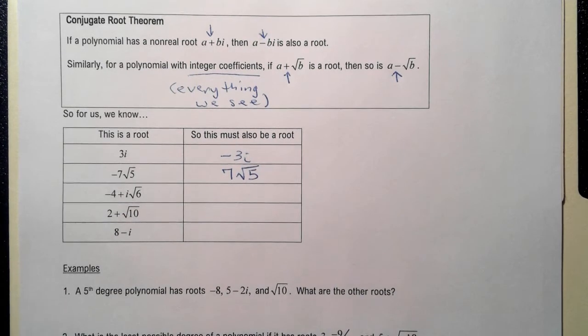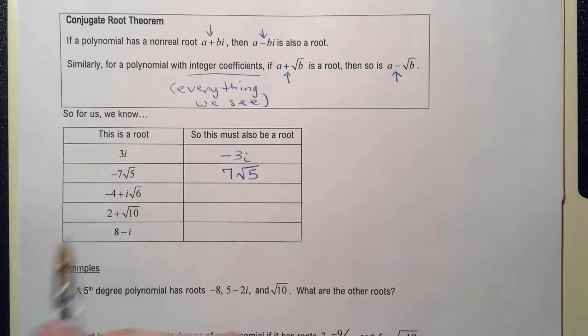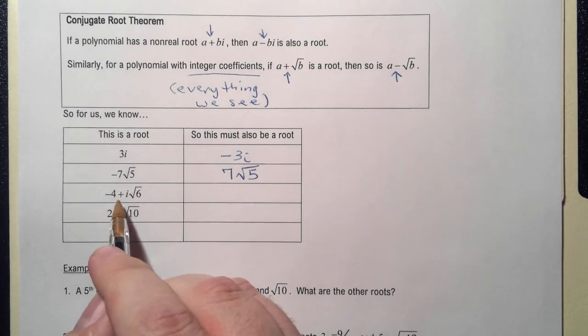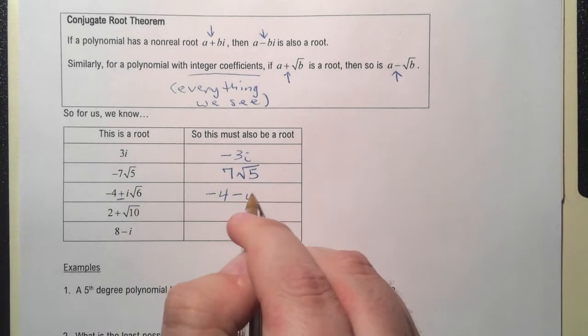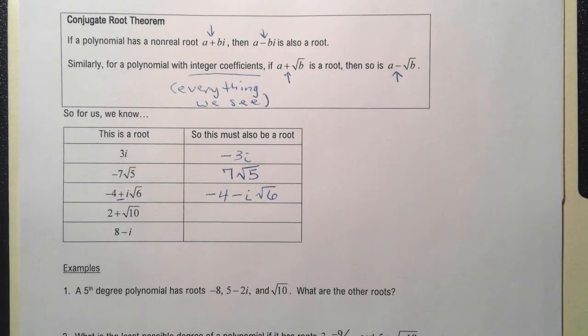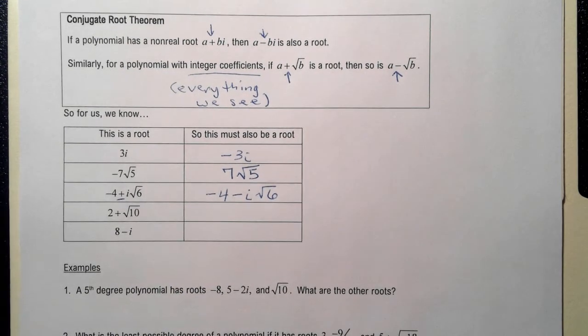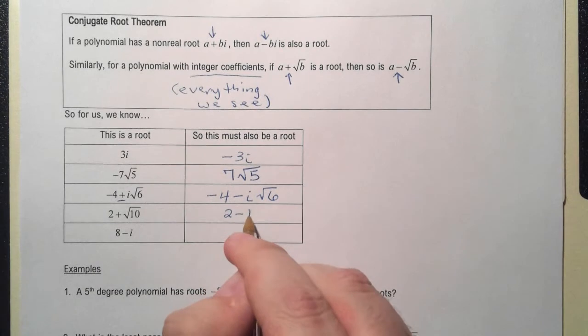In a similar fashion, negative 4 plus i square root 6, the conjugate expression, I'm going to change that operation in between and have negative 4 minus i square root 6. 2 plus the square root of 10, I would also have 2 minus the square root of 10.